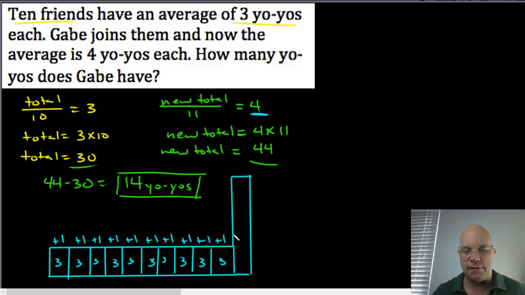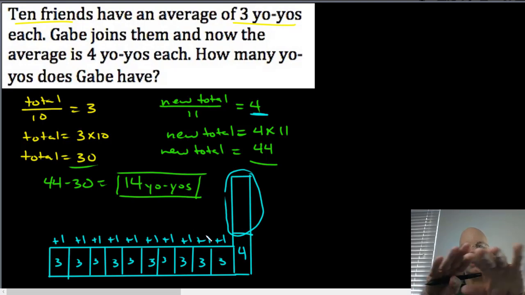And then he still has to have enough himself to still have 4. So he has to have 4 for himself plus enough to give each of the other 10 members 1 so that they'll all level up to 4. So that means he has to have 10, 1 for each of the other members of the group, and then 4 for himself. So 10 and 4 is another way to find that 14.